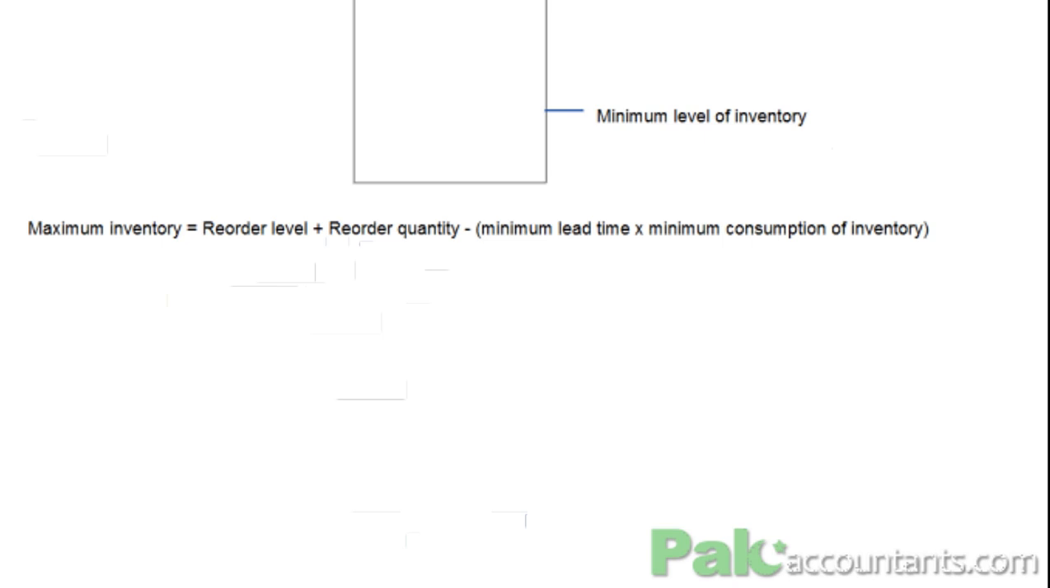Now moving on to minimum level of inventory. This is reorder level minus average lead time multiplied by average consumption of inventory.